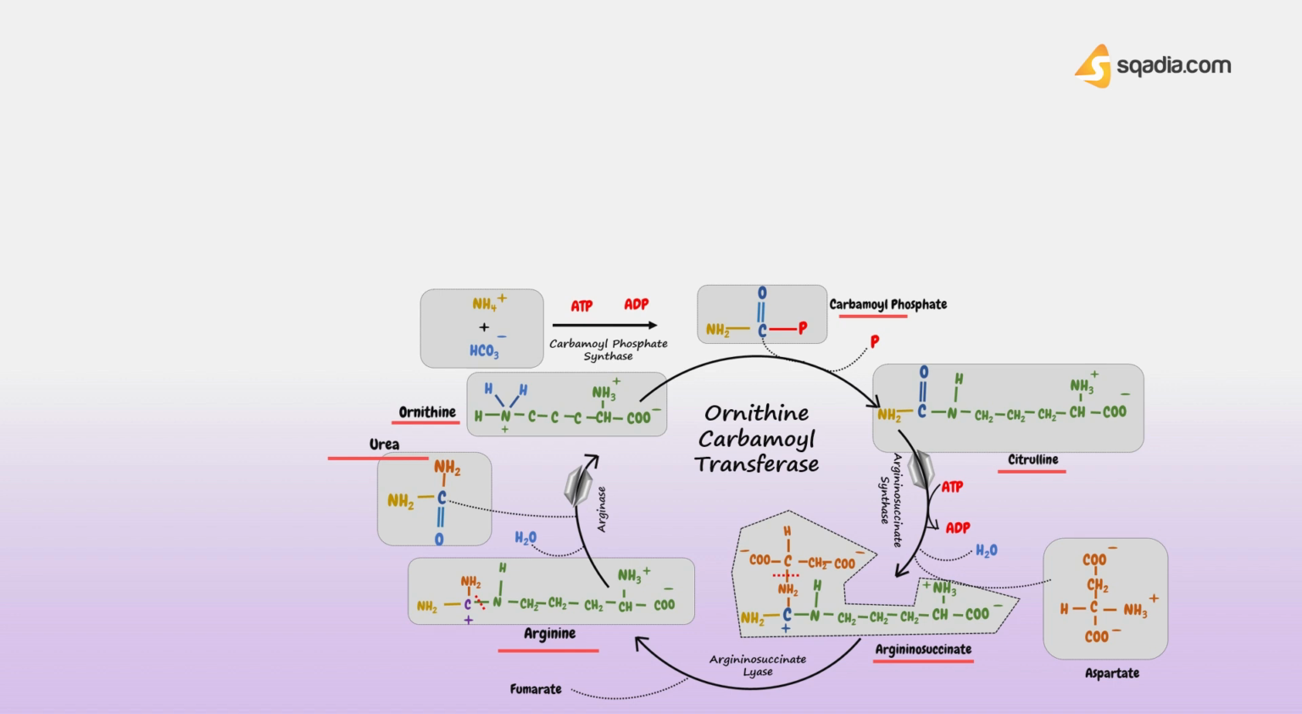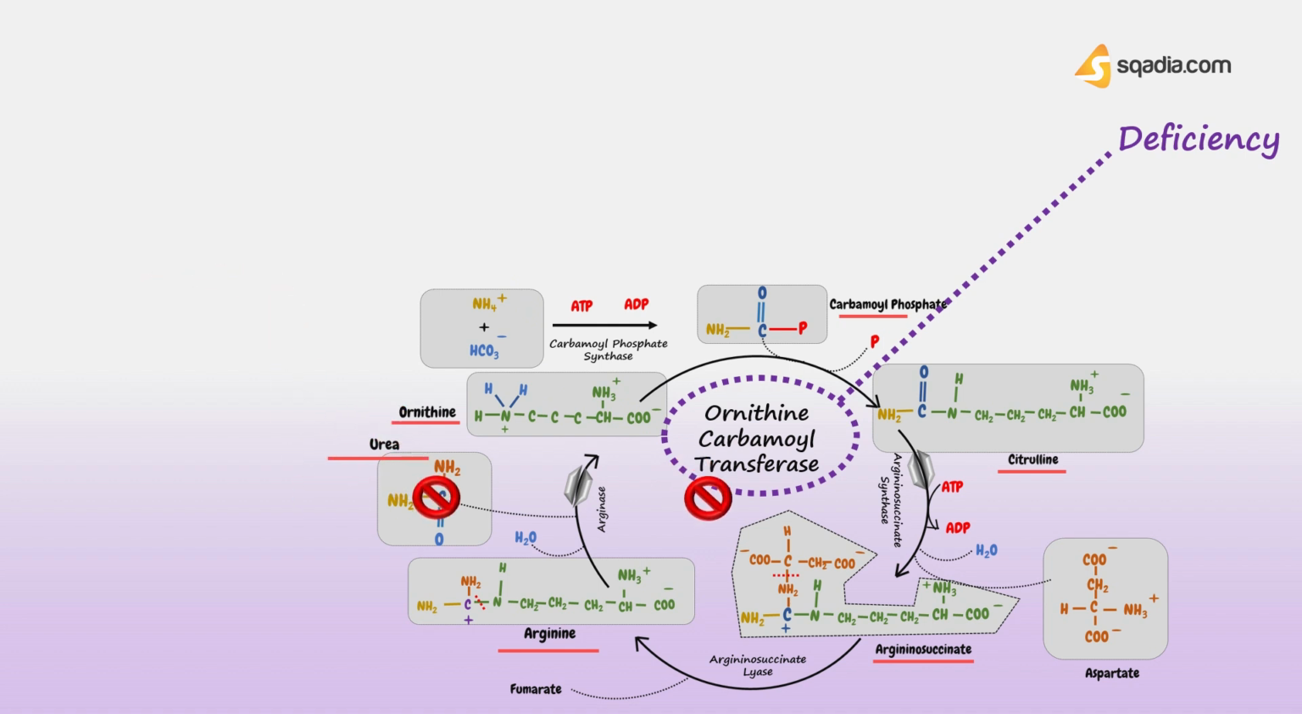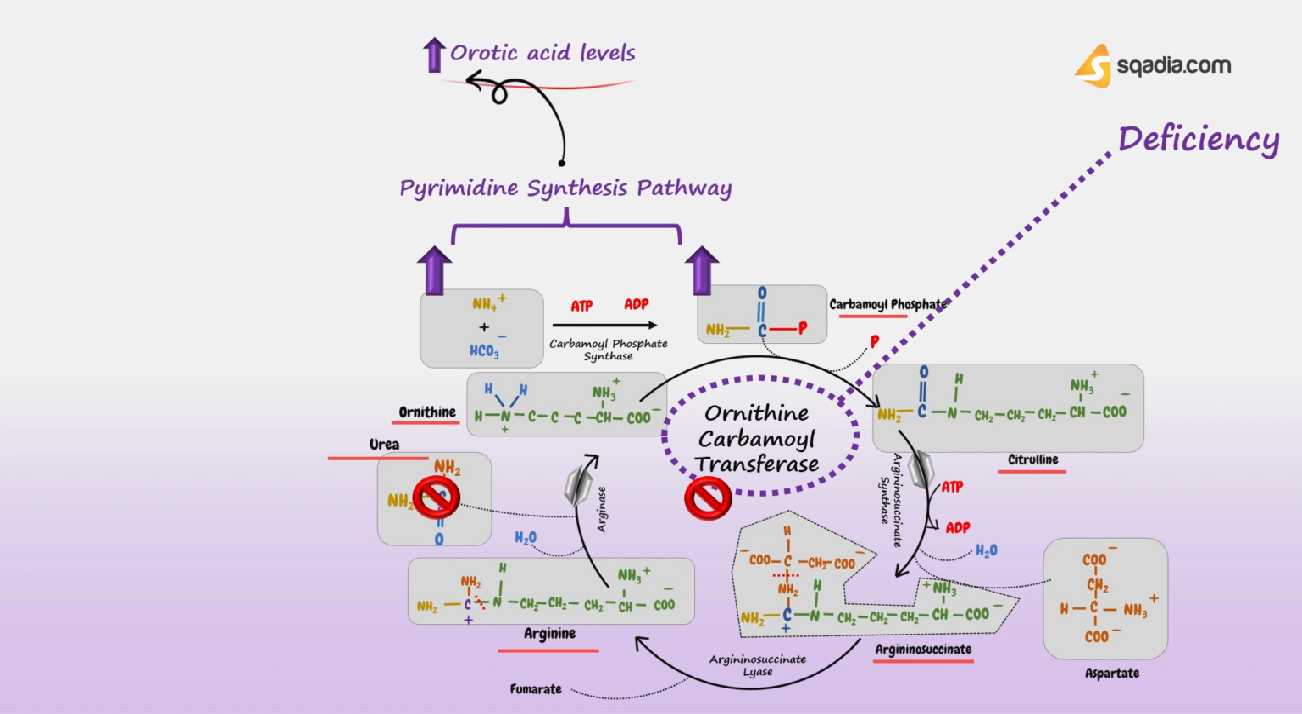When this enzyme is deficient, the urea cycle is unable to convert excess nitrogen into urea, thereby leading to high levels of ammonia or ammonium ion. Levels of carbamoyl phosphate are increased and are shuttled into the pyrimidine synthesis pathway, which results in increased orotic acid levels. That's why lab findings show increased levels of orotic acid in the blood and urine.